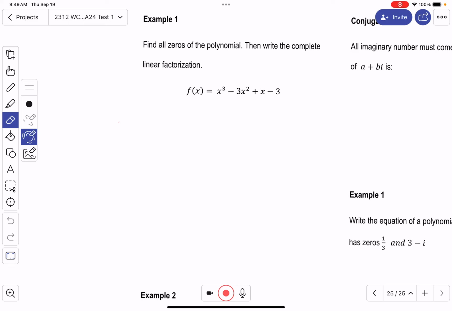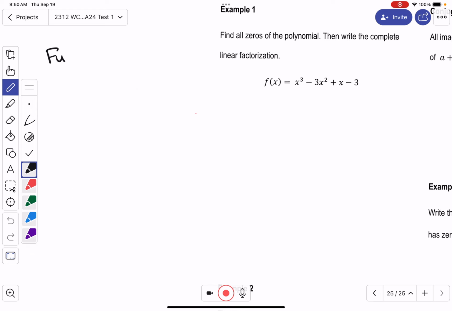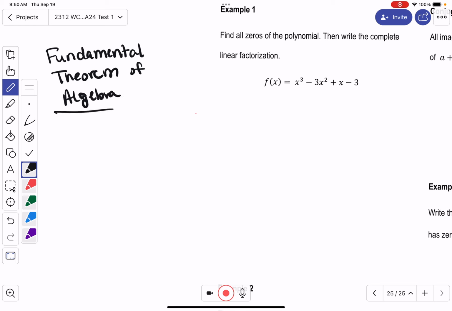So in this video, I want to talk about what we call the fundamental theorem of algebra. And what the fundamental theorem of algebra says is that for any polynomial of degree n, there exist n roots, up to n roots.